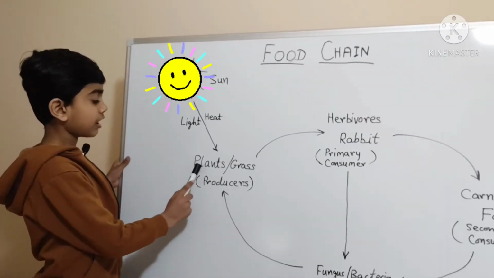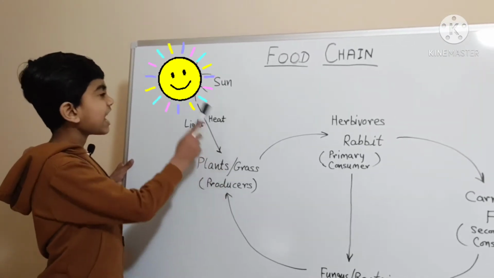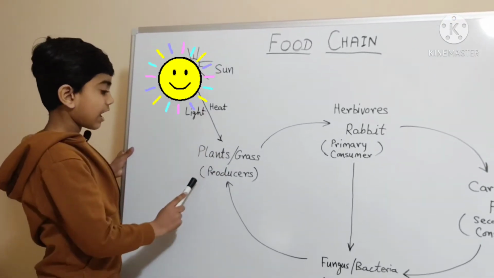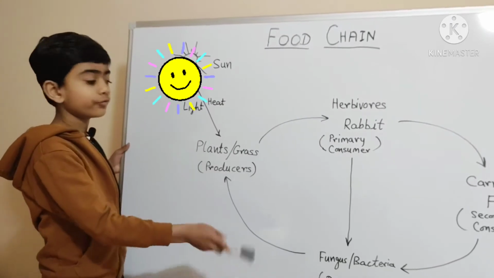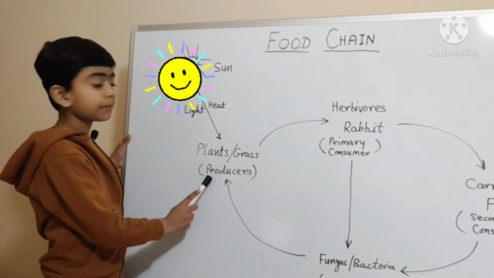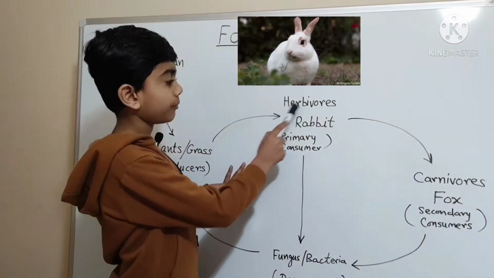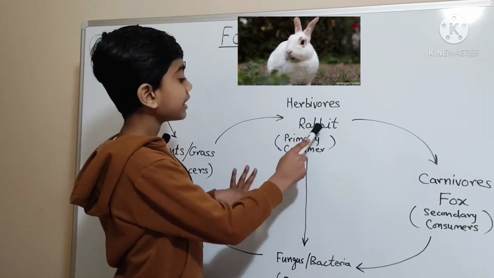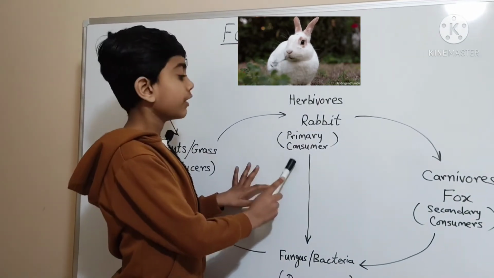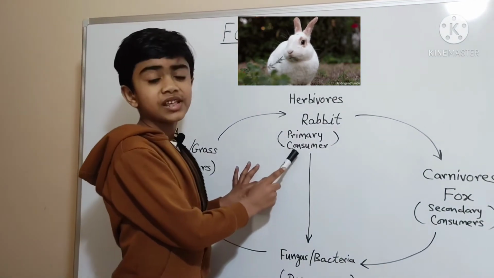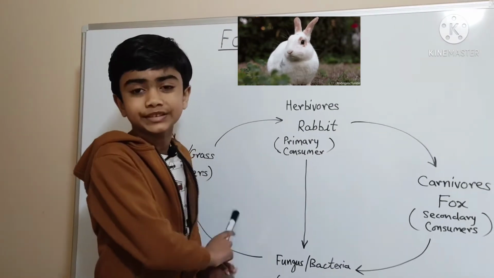All the plants and grass get the energy from the sun and they make their own food. That's why they are called producers. Herbivores like rabbits eat the plants, the producers, and that's why they are called primary consumers.